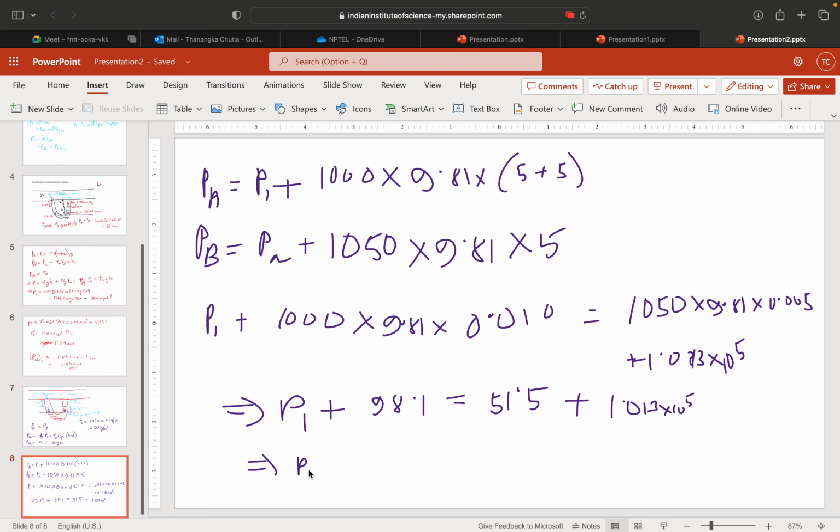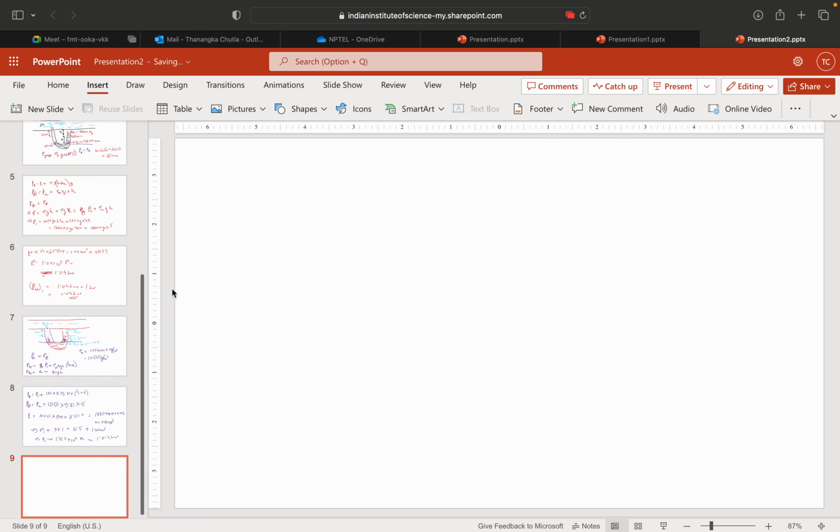So what will be your P1? Your P1 will be 1.013 into 10 to the power 5 plus 51.5 minus 98.1, that will be 1.012 into 10 to the power 5 Pascal, that means 1.012 bar. So this brings us almost to the end of today's class. So let us quickly revise what we have understood.